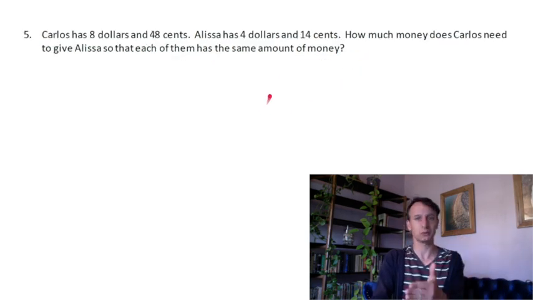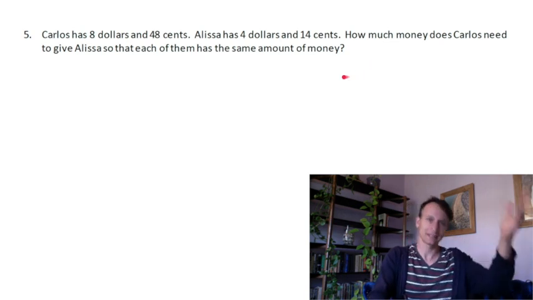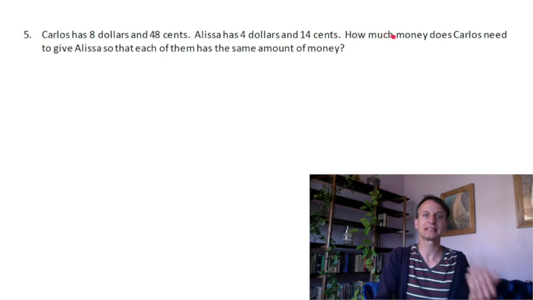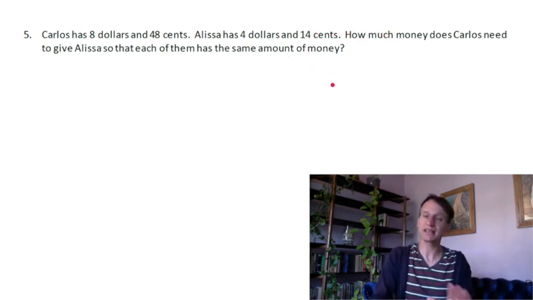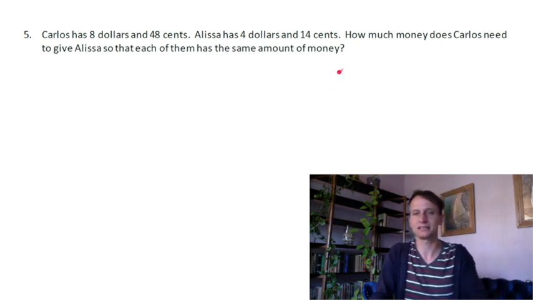And then we have this one. Number 5 is just like that tricky one we just did, where this guy has this much money, she has that much money. How much does he need to give her so they have the same amount of money? Yeah, so that one is tricky. The logic I give you there is a little complex.